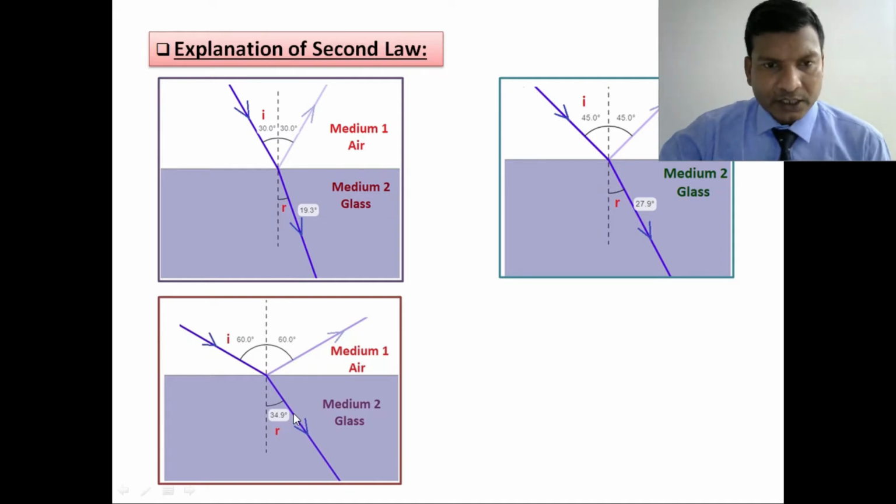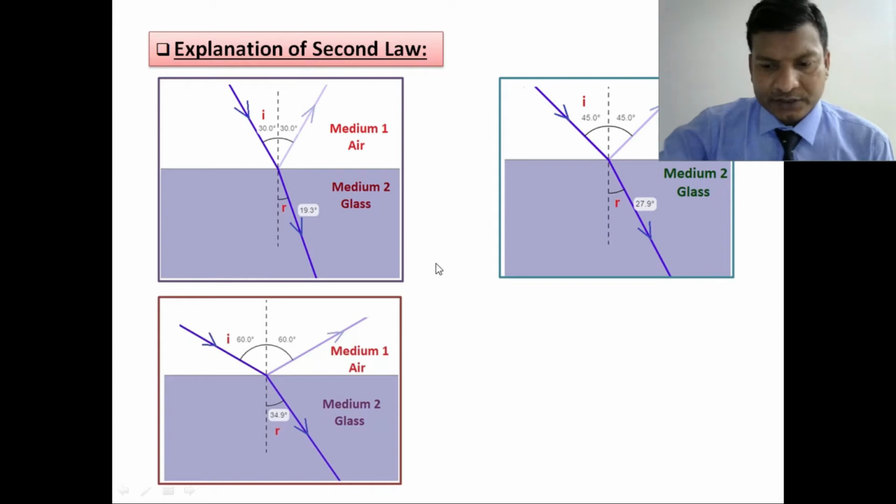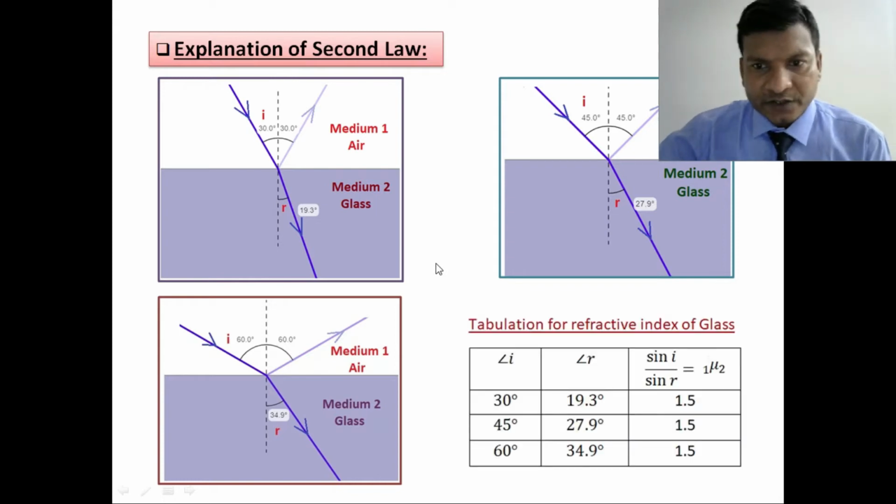So now here we'll find how much will be the refractive index of the glass, which is the second medium. Glass is the second medium, and which one is the first medium? Air is the first medium. So now we see what is the value of the refractive index of glass with respect to air. So now see one tabulation for you to find the refractive index.